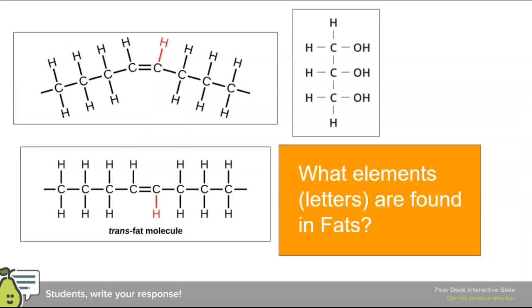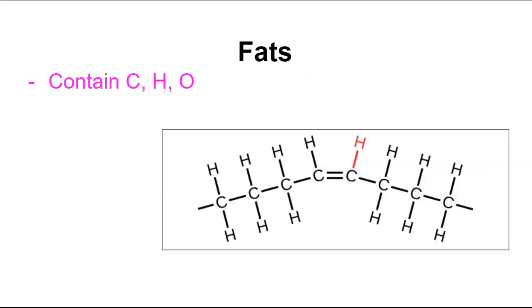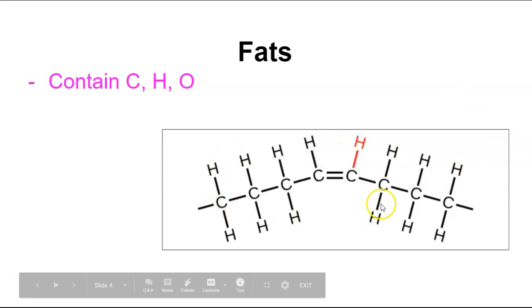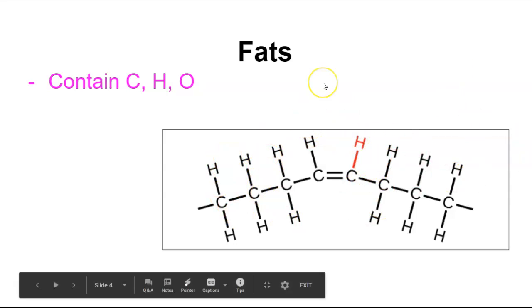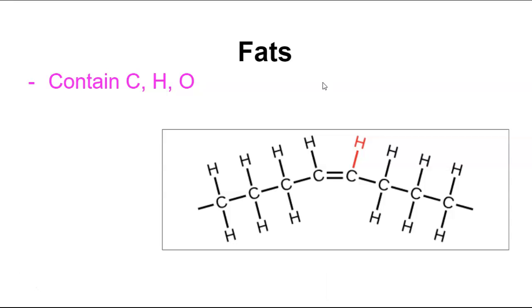Take a second and look at these pictures. Tell me, what letters, elements from the periodic table are found in fats in all of these pictures? Did you say C, H, and O? If you did, you were correct. Most of the time they contain C, H, and O. This picture here doesn't actually have an O in it, but most of them do contain C, H, and O. C stands for carbon, H for hydrogen, and O for oxygen.